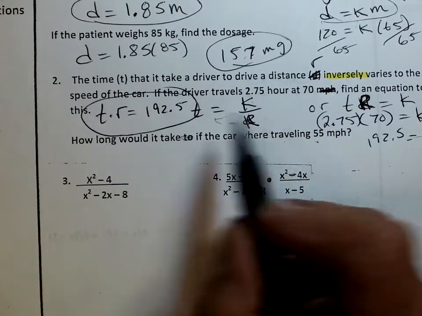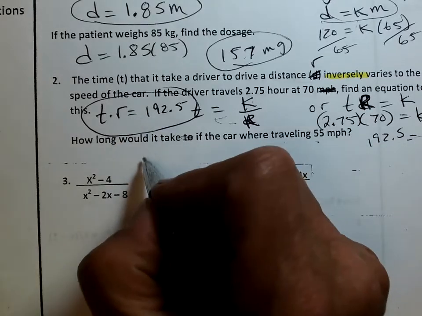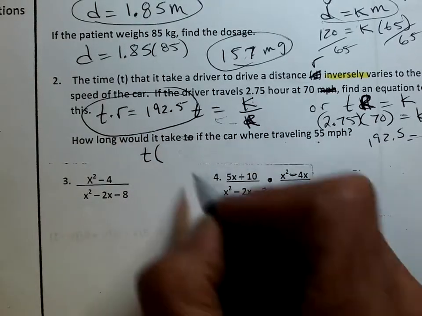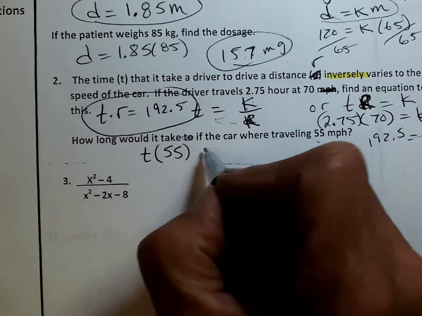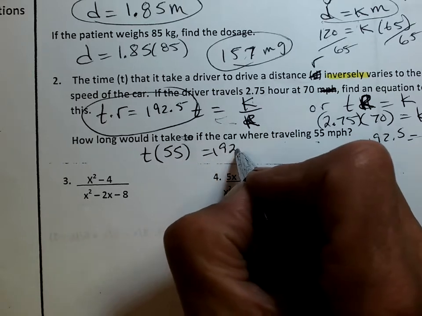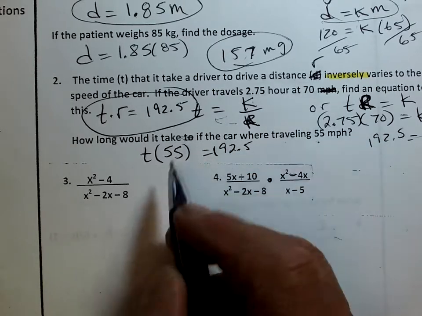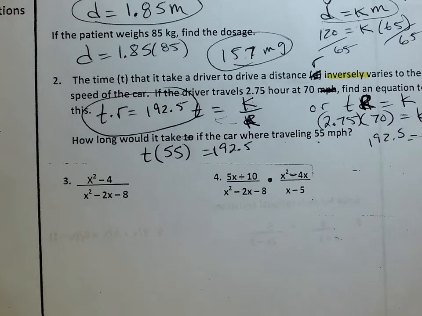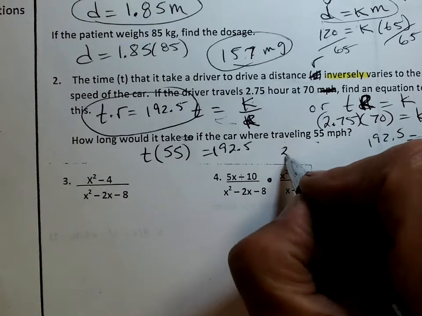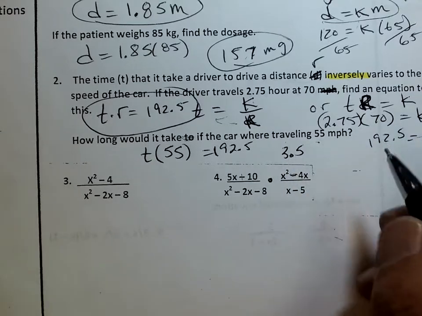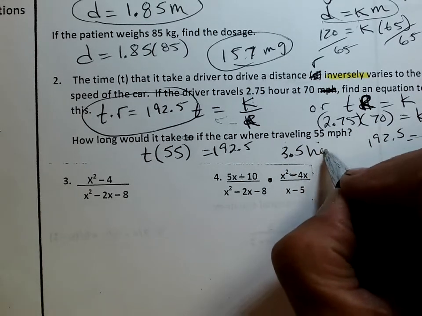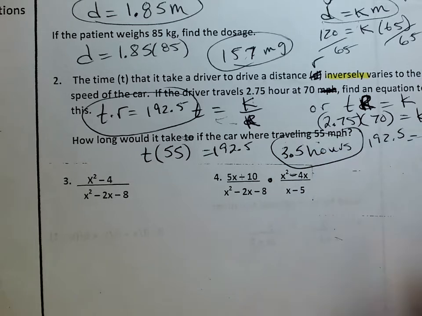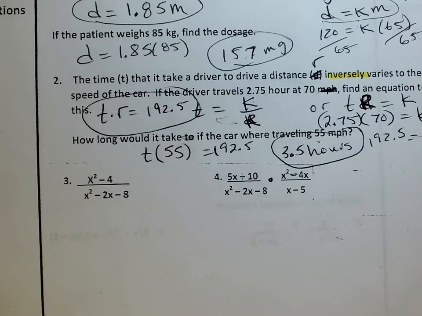Now let's use our equation. 55 miles per hour is our rate. We'll plug it in there. t times 55, because that's a rate, equals 192.5. I'm just using my equation here. Divide by 55, and I get about 3.5, and that'd be in terms of hours. All right, there we go. Sorry about that mistake. I'll have to fix that.